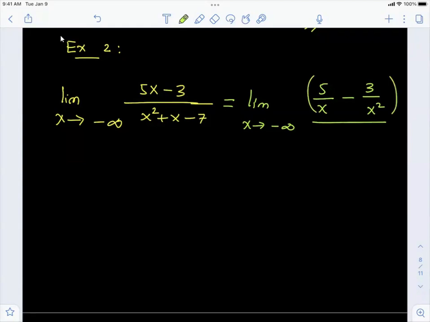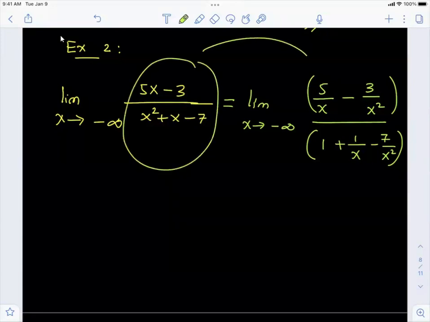The whole thing is sitting at the top of this particular term divided by x squared, that is going to be 1. X squared divided by x squared is 1. And then 1 over x minus 7 over x squared. Now, by any chance, if you're still struggling to recognize this transformation from here to there, my recommendation is this.